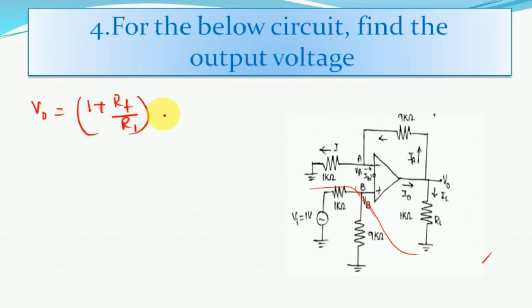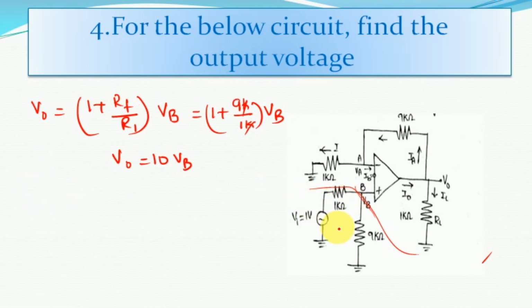Now what is the input voltage that is applied at the non-inverting terminal? The voltage applied at the non-inverting terminal is the voltage present at this node B, so I can write it as VB. Now simply substitute the values of Rf and R1. So it is 1 plus 9k by 1k into VB. So finally the value of V0 is 10 VB. Now we have to find this value of VB and substitute it in this equation.